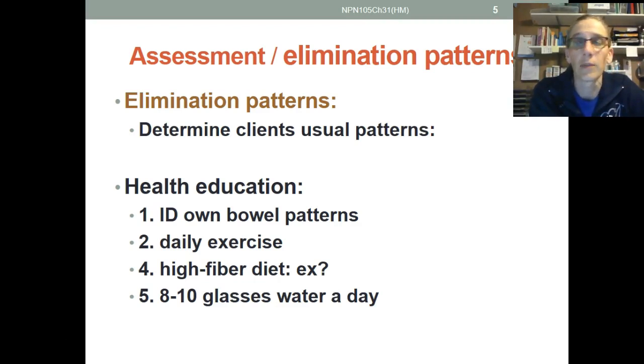As the nurse, I hope you'll remember when we did the GI assessment, which thing are we doing first? Which nursing process are we doing? So hopefully remember that we're inspecting and then auscultating.